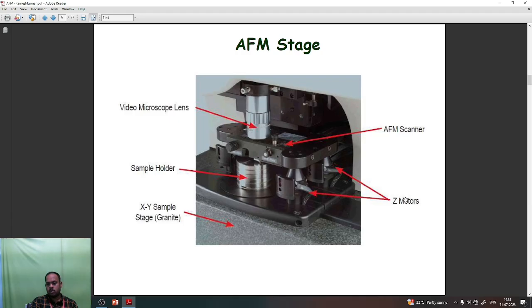And Z motors, XY sample stage. This represents that the sample will be moved in the X and Y direction, whereas the cantilever, the probe tip, will be moved up and down. The sample stage moves in the X and Y direction, and the cantilever tip moves in the up and down direction, so that in that way the sample surface will be scanned or rastered.